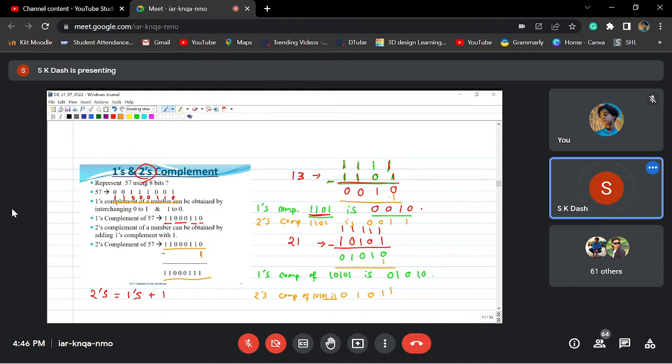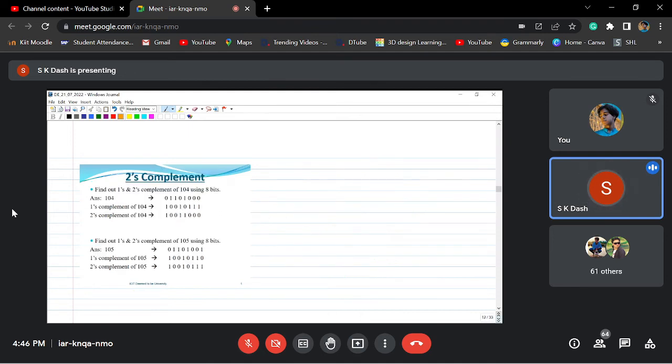But again, it is a difficult task. It is really a difficult task, first finding the 1's complement and then adding. So we'll require some kind of shortcut, so that by seeing the number directly, we'll be able to find the 2's complement. First check the number. Here see 2 examples.